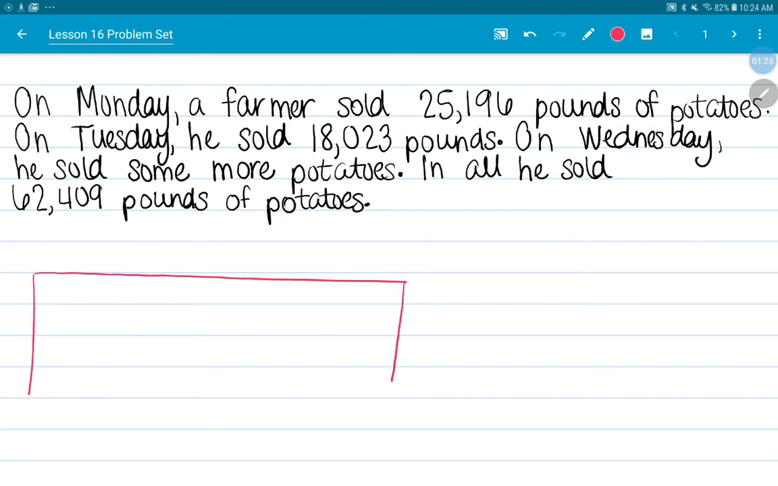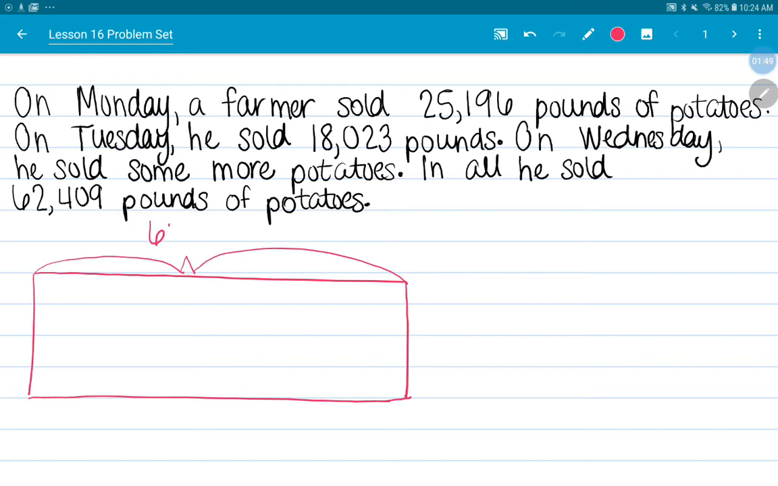I know this farmer sold potatoes. Do I know the total amount of potatoes that he sold? Yep. What's the total amount? 62,409. So where's that 62,409 going to go on our tape diagram? Yeah, it's the total. It takes up that whole rectangle that we drew for our diagram. So I'm going to write 62,409.